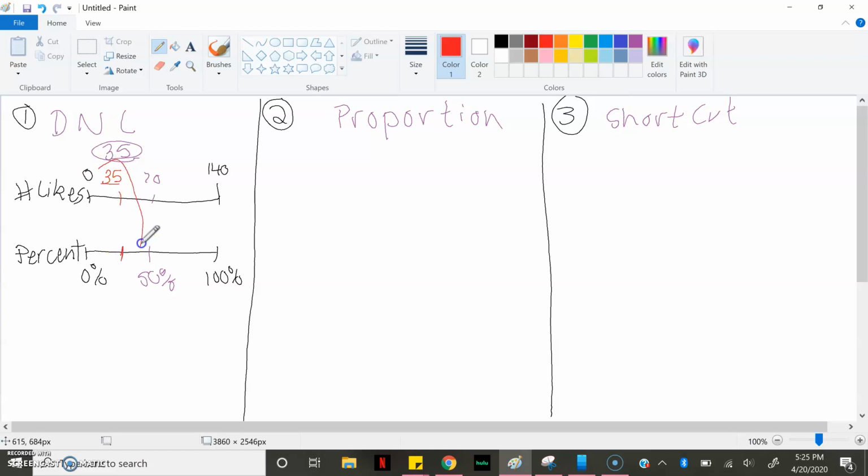So your job is to determine what percent this is right here. So we divided 70 likes in half to get 35. So what percent does this leave us on our double number line?